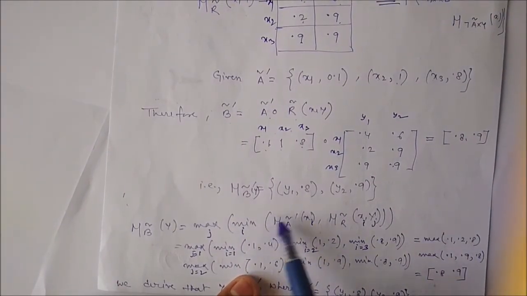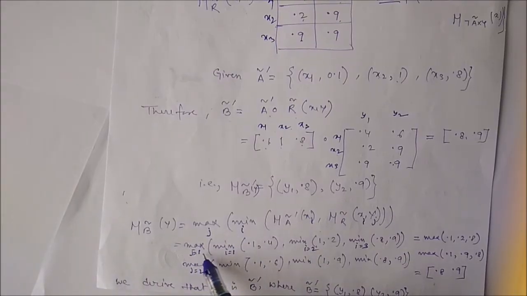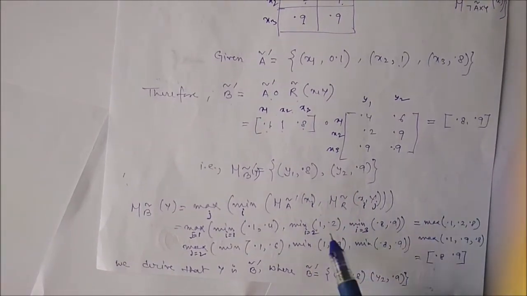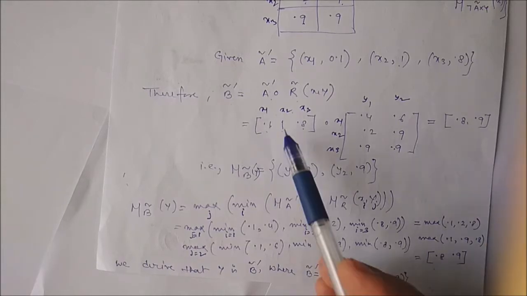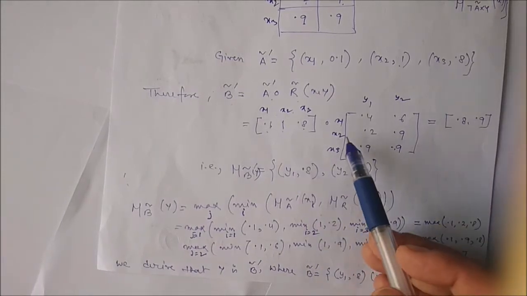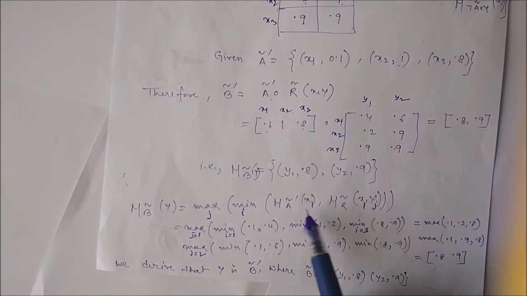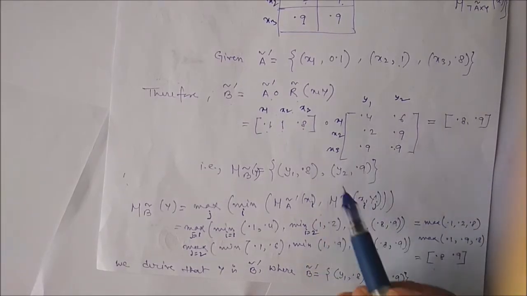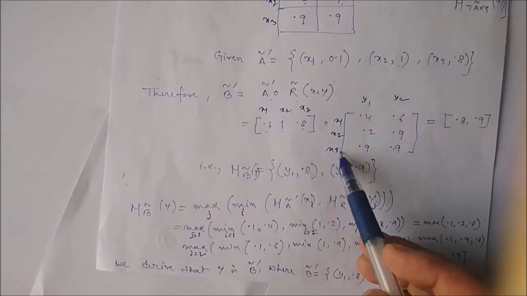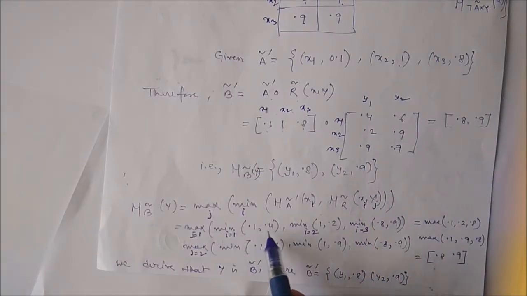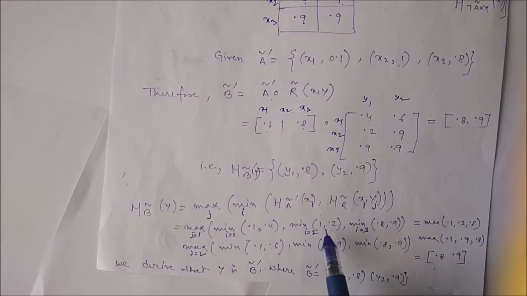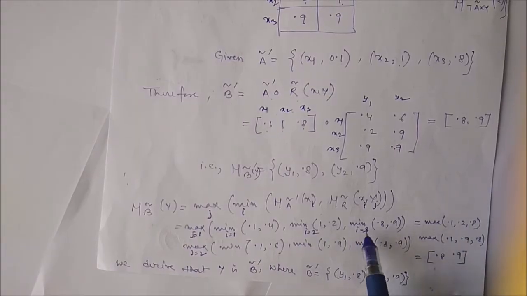Similarly, for each and every j value, we have to go through all the i values and apply this particular formula. If i is equal to 2, x2 is 1, and x2 y1 is 0.2. If i is equal to 3, x3 is 0.8, and x3 y1 is 0.9. So the minimum between 0.1 and 0.4 is 0.1, between 1 and 0.2 is 0.2, and between 0.8 and 0.9 is 0.8.